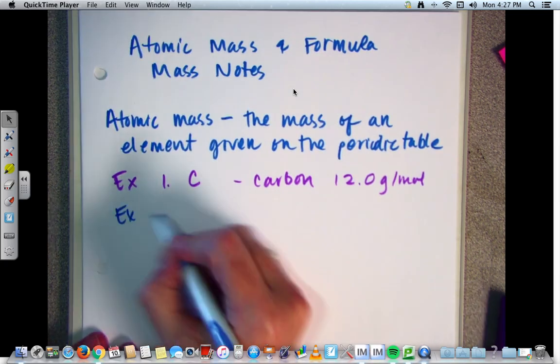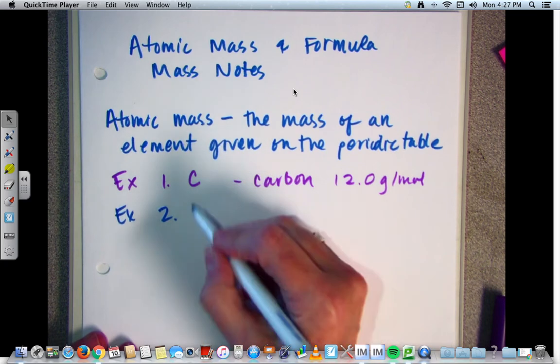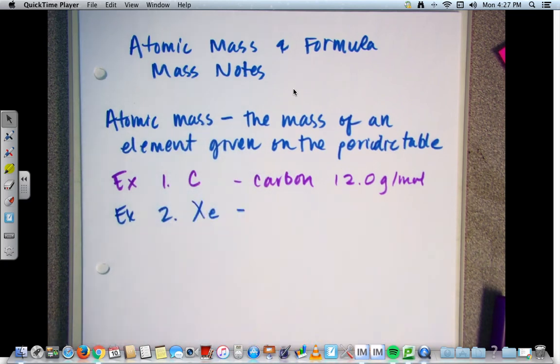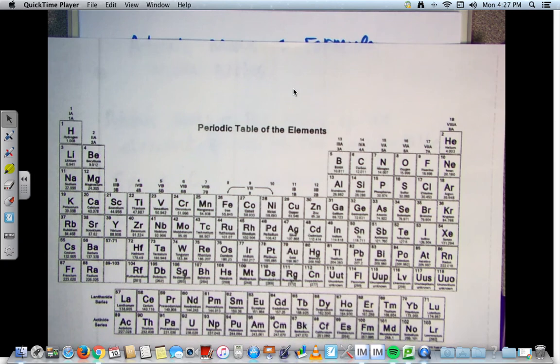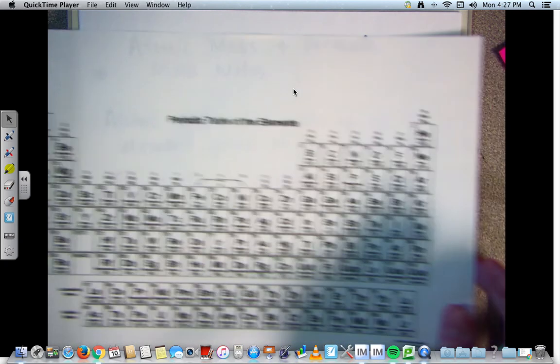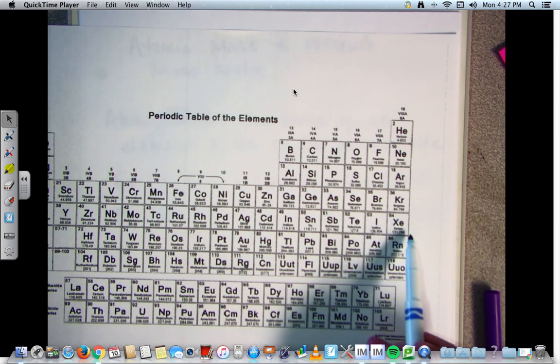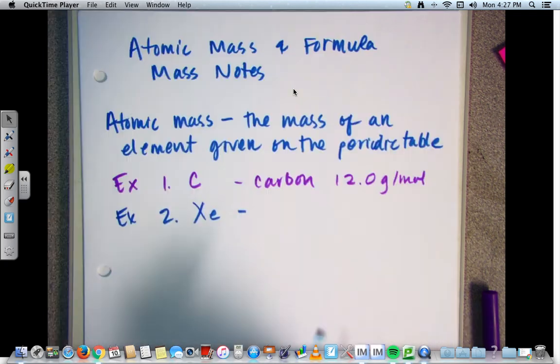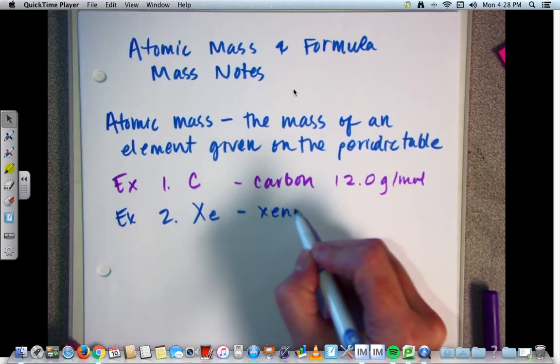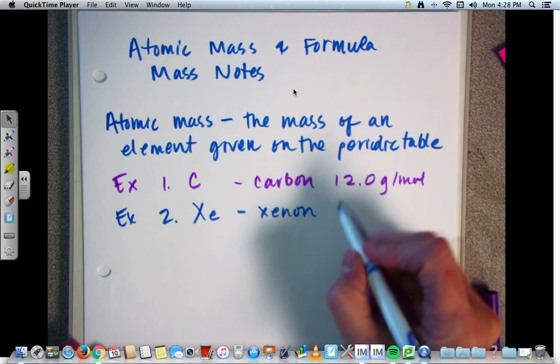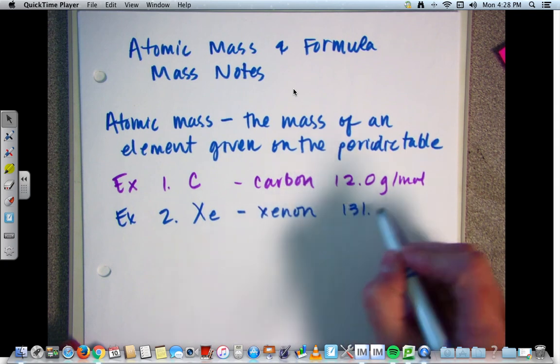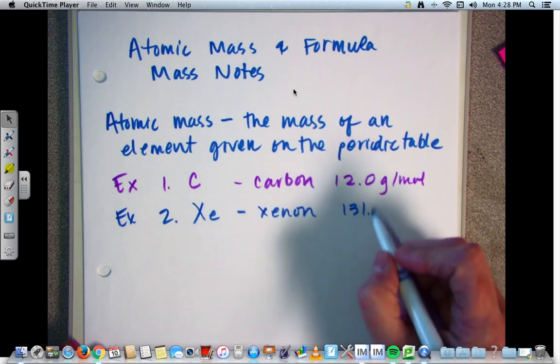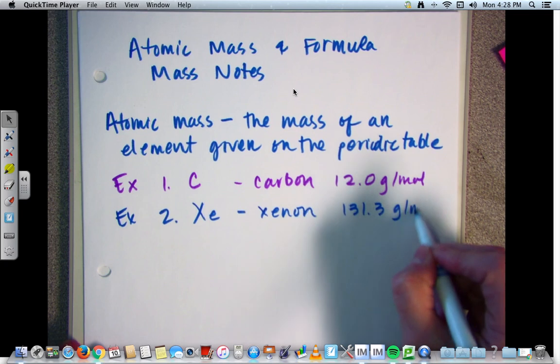Example 2, Xe. So Xe is on the right hand side. It is xenon, and it has an atomic mass of 131.294. So this is xenon, and it is 131.294, which we will round to 131.3 grams per mole.